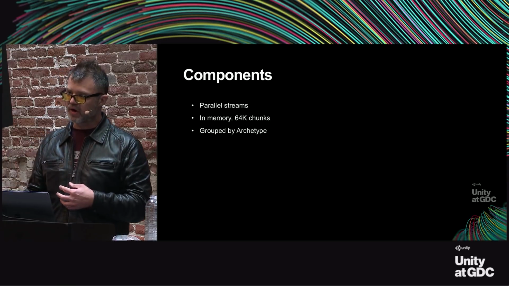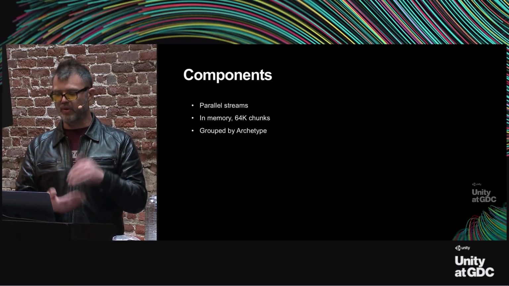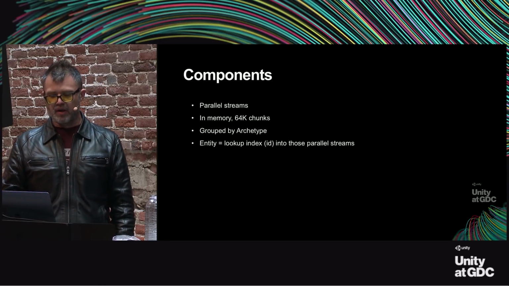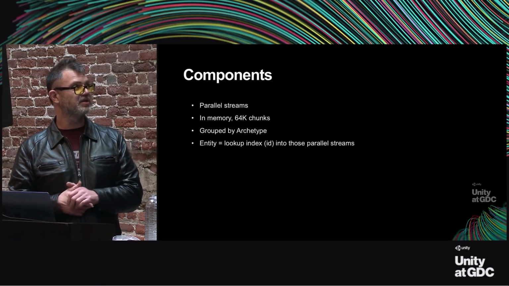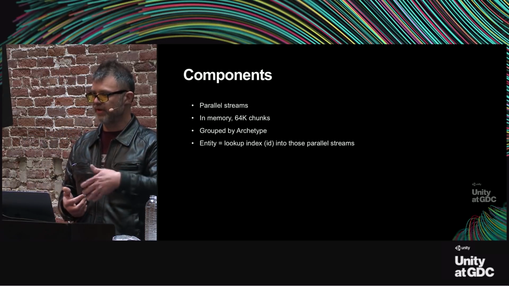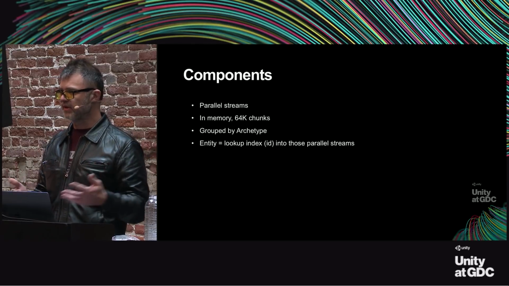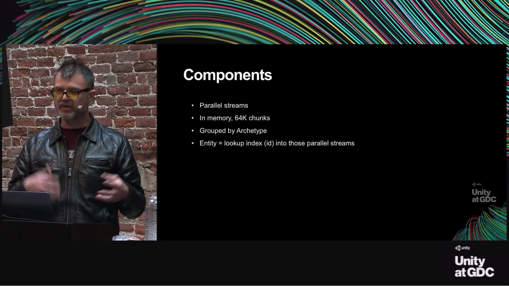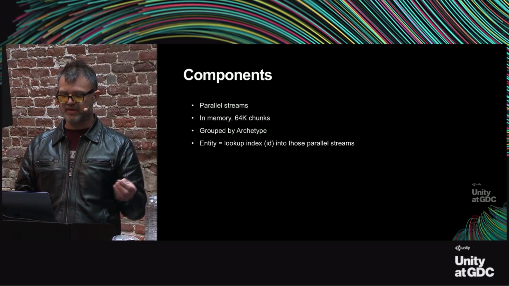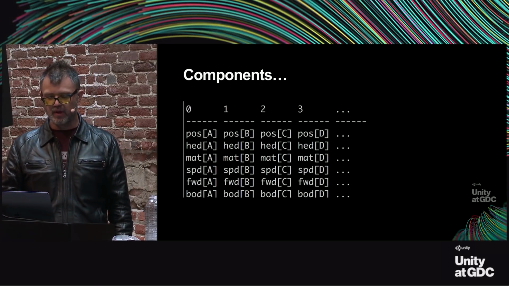They're grouped by what we call archetype, and archetype is sort of a grouping of components that happen to be used together in a particular context. An entity is nothing more than a lookup index or an ID into those parallel streams. That's literally all it is. So you can think about it as a database key, if you'd like, something like that. But it is literally just a lookup index.